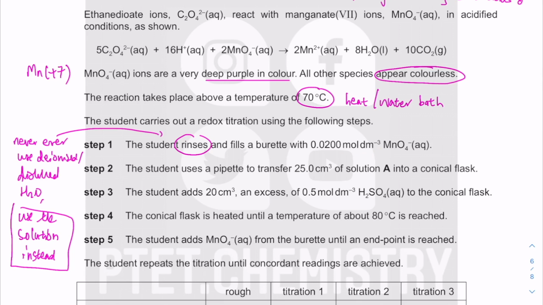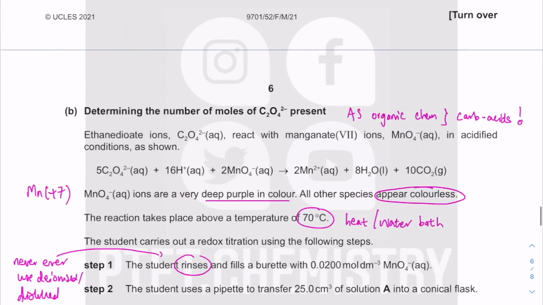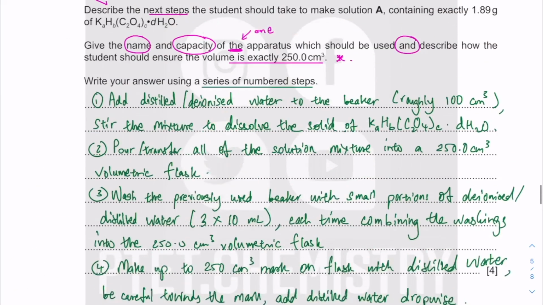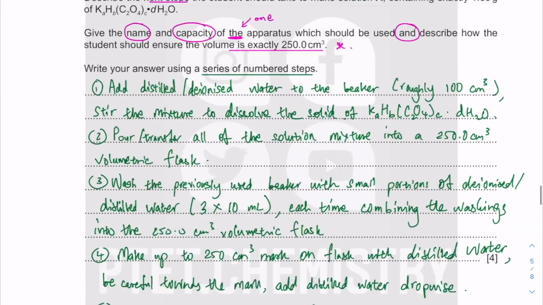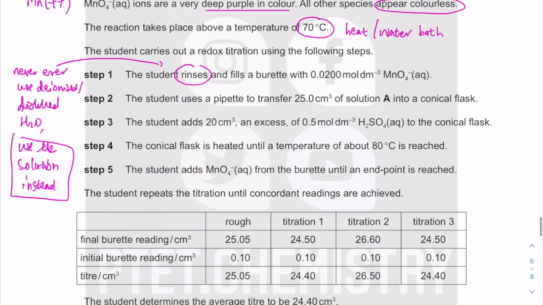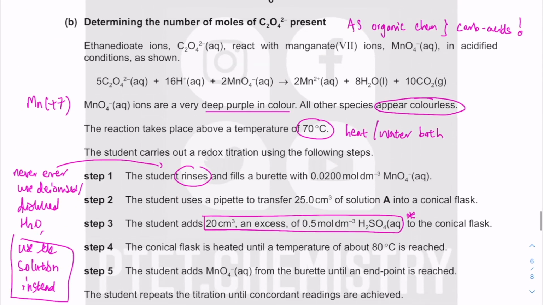Step 2, the student uses a pipette to transfer that solution A that you made up in the previous step. Okay, so this is your solution A, your stock solution. You use a pipette to transfer it into a conical flask. You add an excess of sulfuric acid. The sulfuric acid is just there in order to acidify the manganese(VII). That's why it's called acidified manganese(VII).